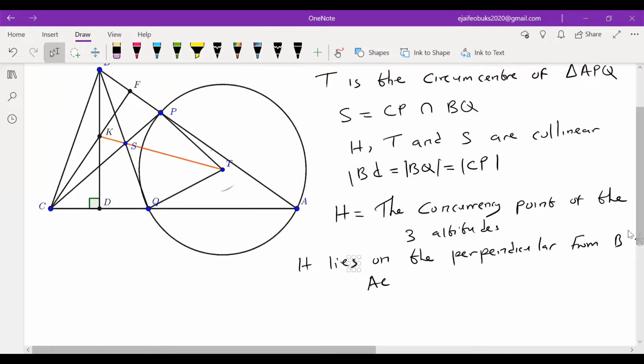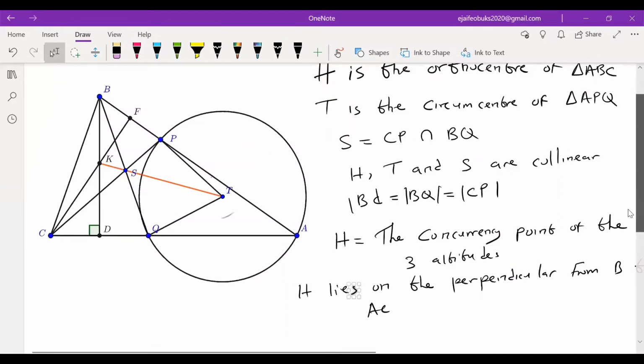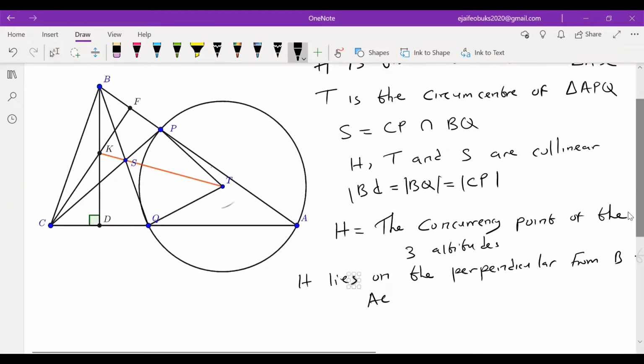So if you look at our diagram, I already drew the perpendicular from B to AC. You can see that the perpendicular from B to AC meets AC at D. I already drew that here, so you can see point D. This is point D.